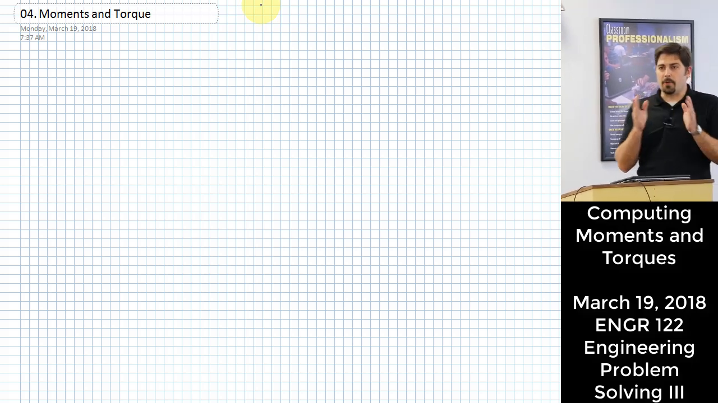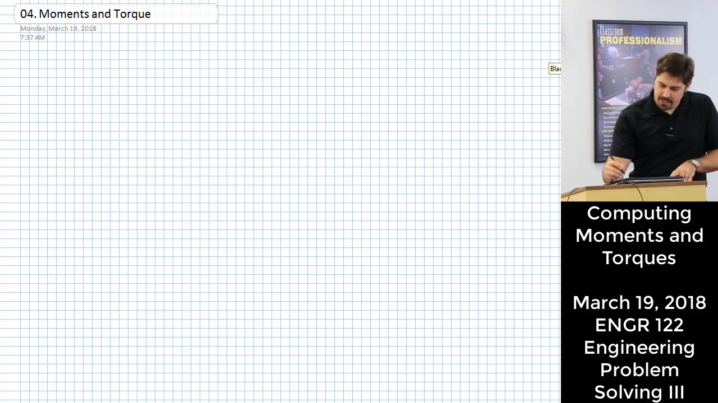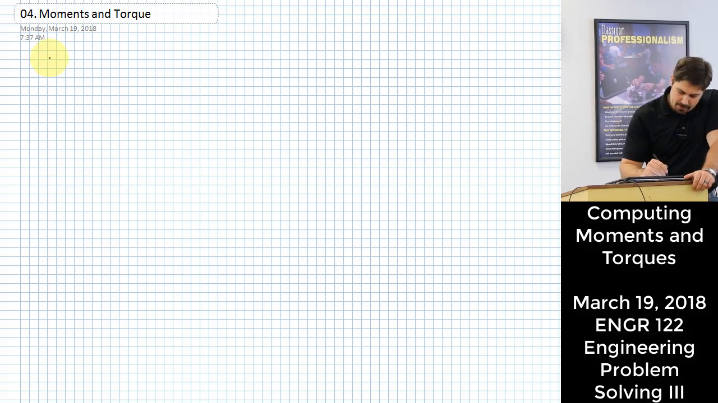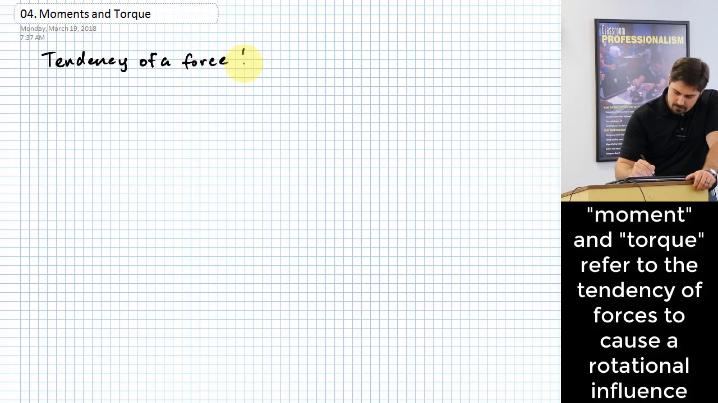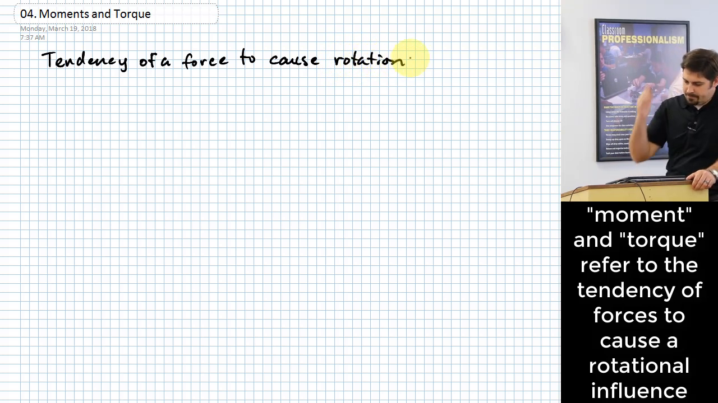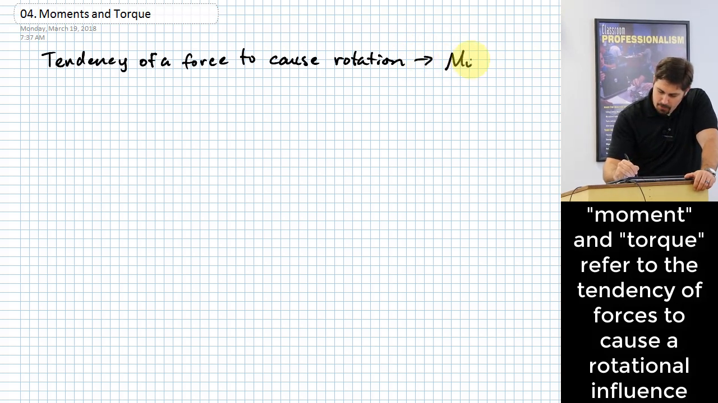All right, so a moment is a tendency of a force to cause rotation. Okay, so maybe I'll just write that up here. A moment is a tendency of a force to cause rotation. Okay, that is a moment. And then a special type of a moment is called a torque.